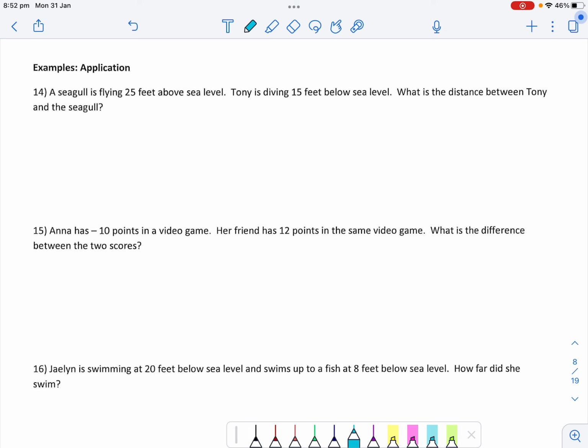So this says a seagull is flying 25 feet above sea level, and Tony is diving 15 feet below sea level. So I'm going to draw some water. And then I'm going to draw a bird in the sky. There's my bird. And then I'm going to draw Tony swimming down here. Okay, so there's Tony swimming. They don't have to be beautiful pictures.